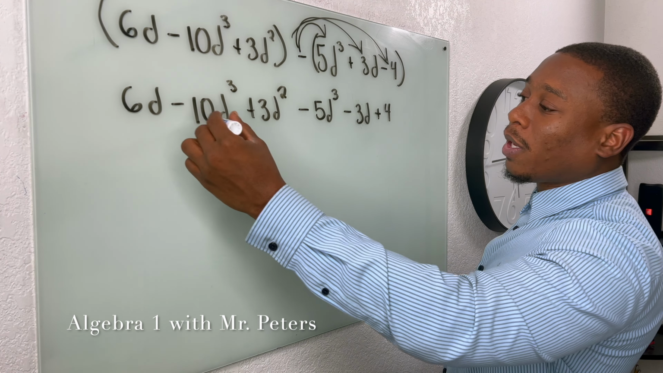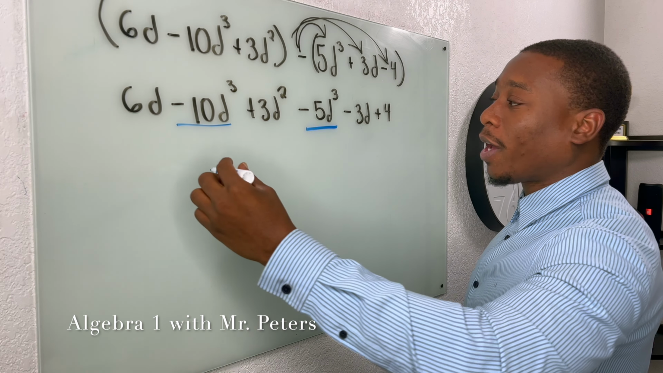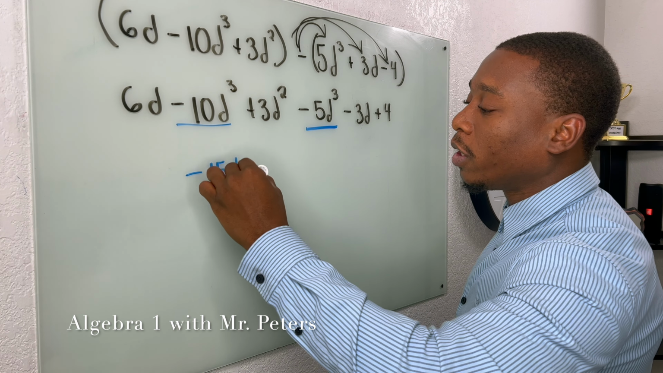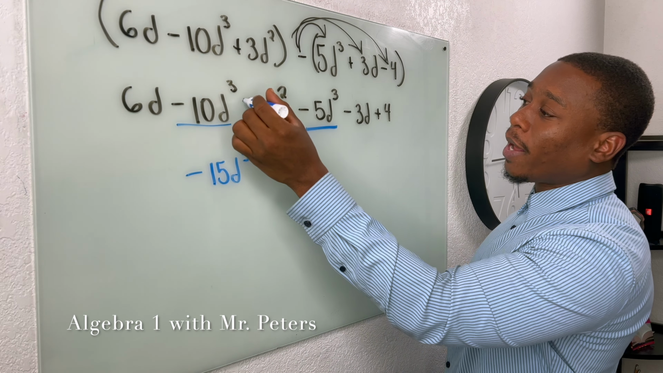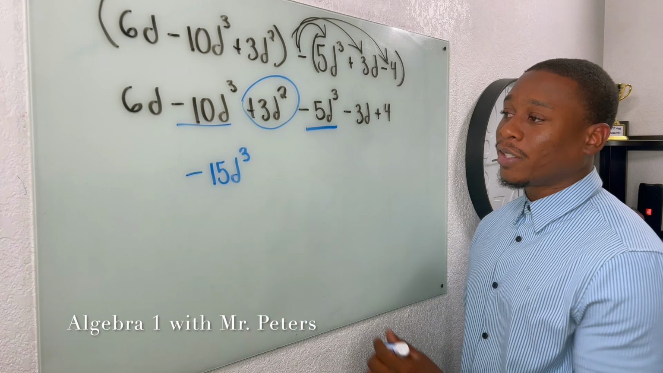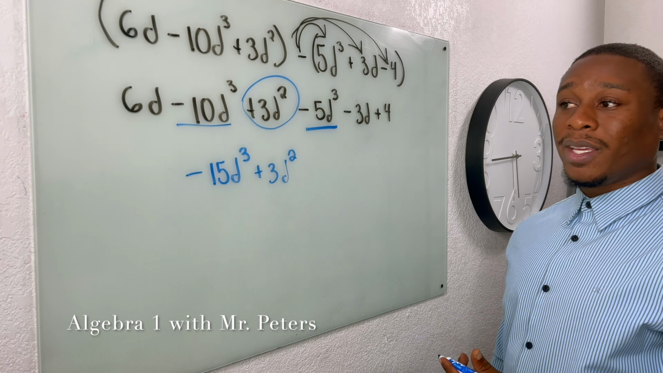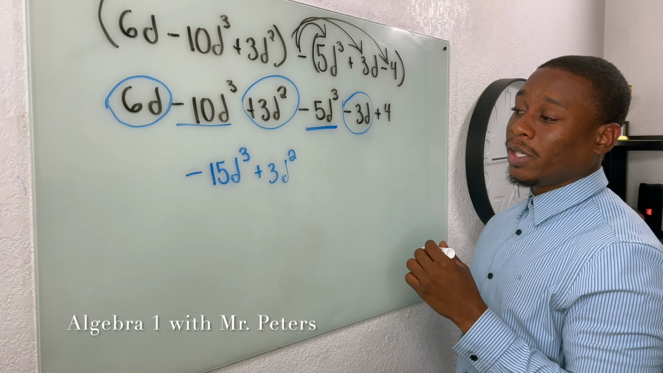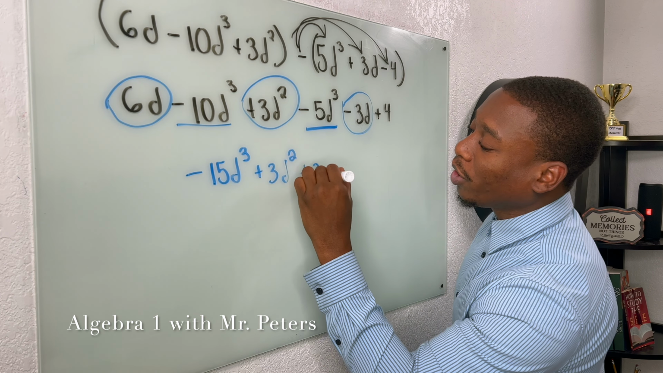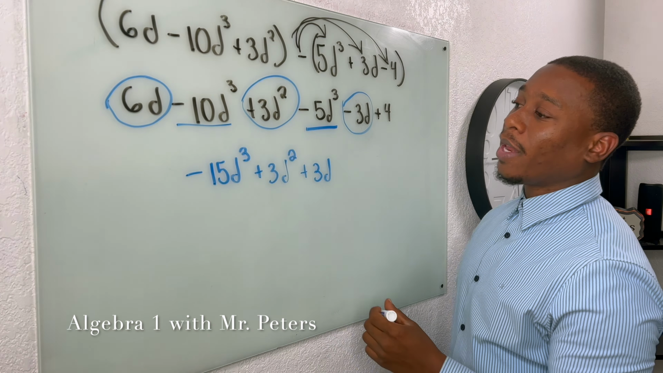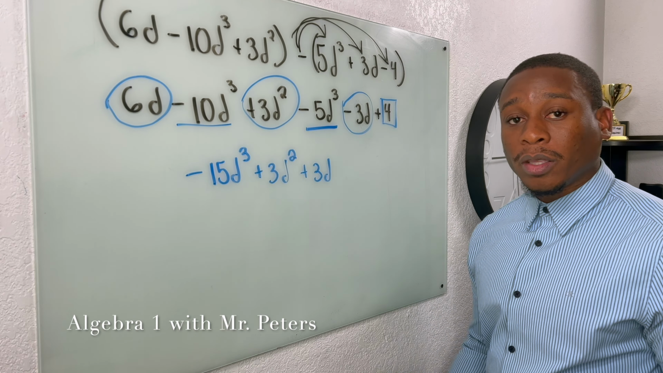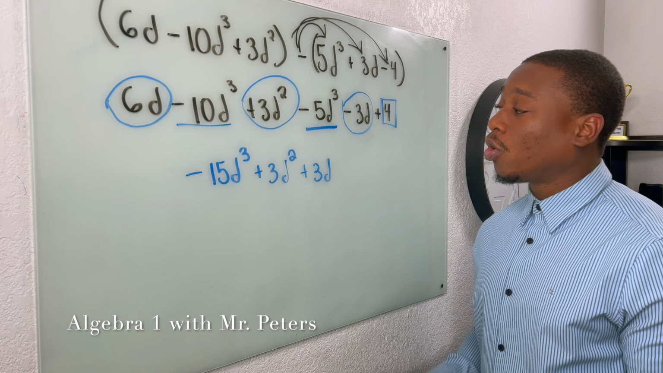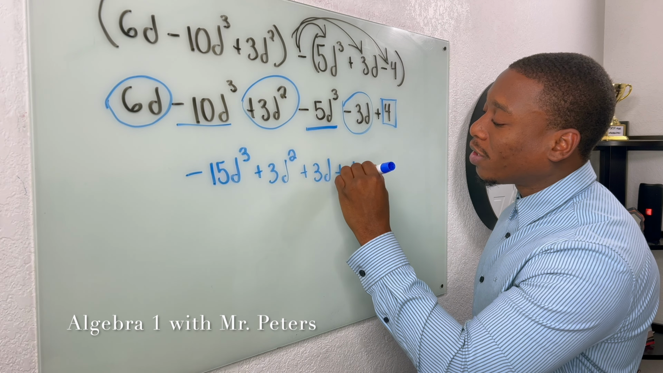So now I'm saying, okay, negative 10d minus 5d is going to give me negative 15d to the third. Then I noticed that 3d squared doesn't have a like term, so we're going to bring it down because it stays the same. Now we go on to 6d and negative 3d. When we combine those, we're going to get plus 3d. And then the last thing that we need to pay attention to is, hey, we have a constant of 4 and there's nothing for us to add with it. So as a result, we're just going to bring it down and it's going to stay the same.